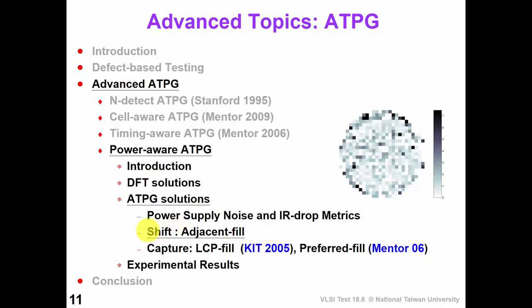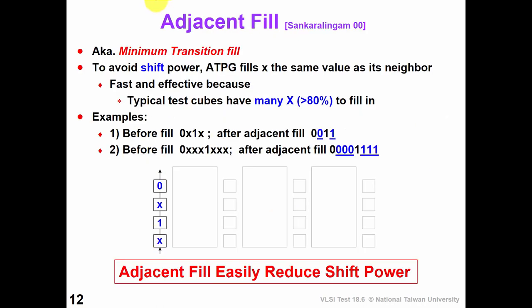Now, let's see what kind of technique we can use to reduce shift power. A very useful technique to reduce shift power is the adjacent fill, which is also known as minimum transition fill. The idea is very simple. To avoid shift power, ATPG fills the unknown bit, or X, with the same value as its neighbors. This is a fast and effective technique because typically in test cubes there are many don't cares to fill in.